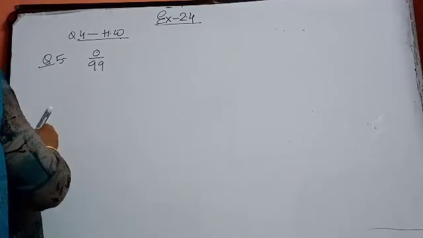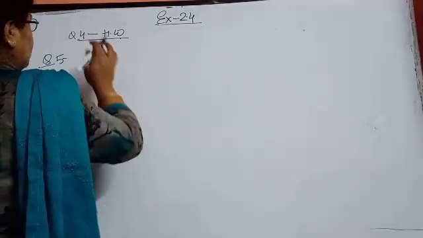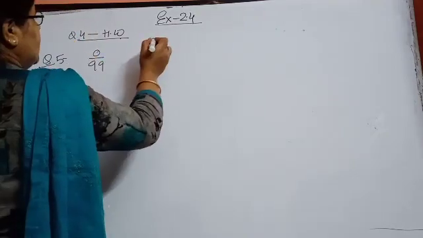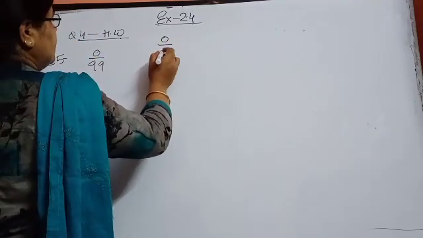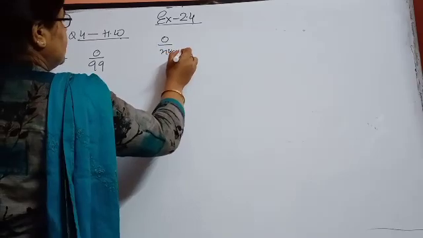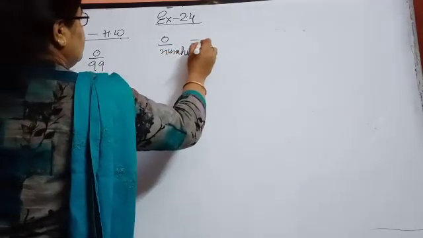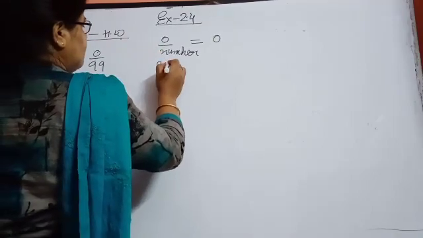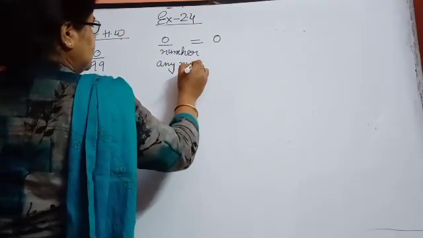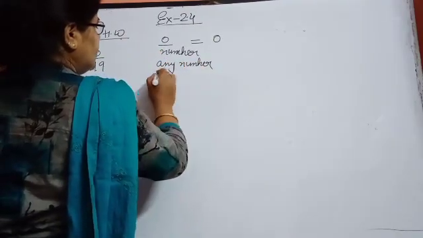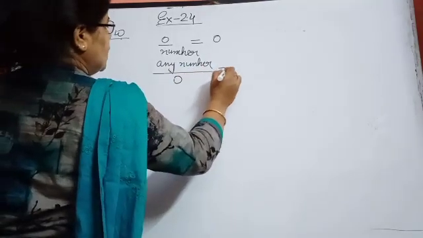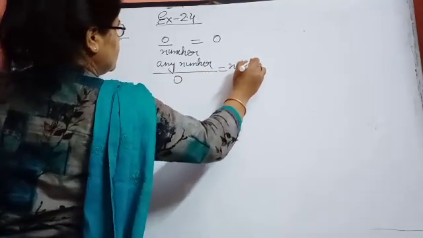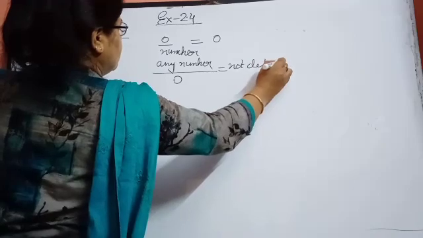Just now I told you, while we were learning the properties, that if 0 is divided by any number, you will get 0. Okay, but if any number is divided by 0, that will be not defined.